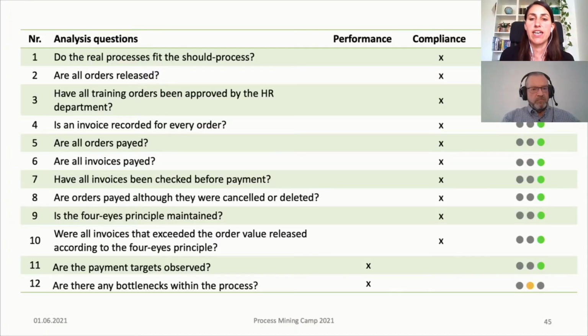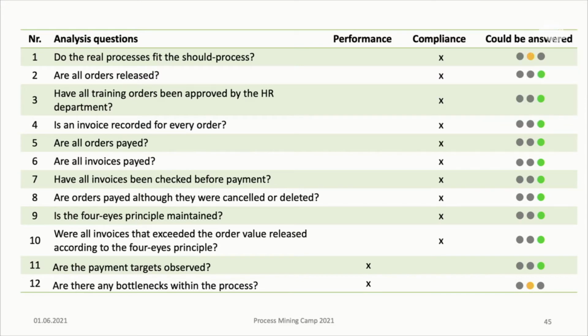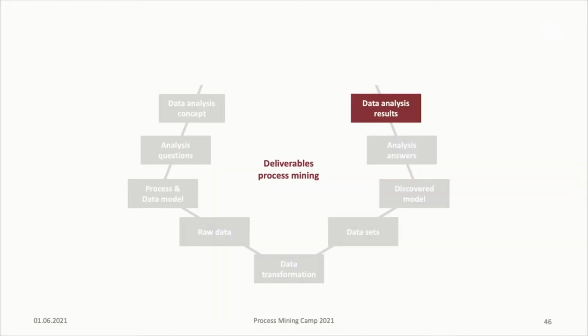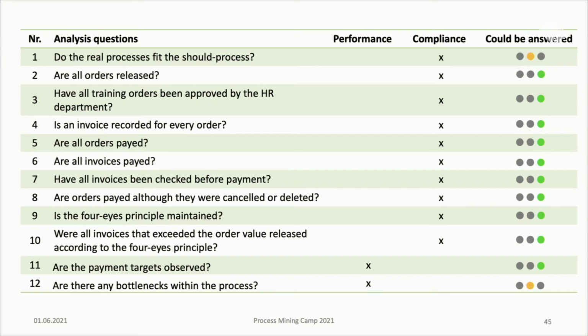And as we can't go into detail for all of the questions, I just want to give you an overview about what questions we were able to answer at the end and where we still had our troubles. So we can see here that all the green dots are those questions we really were able to answer at the end. And those with the yellow dots were those where we had our problems.